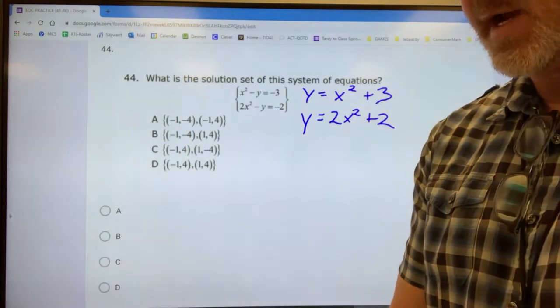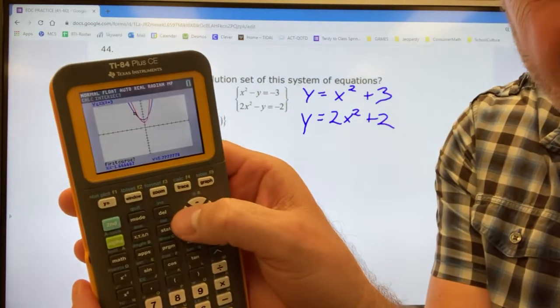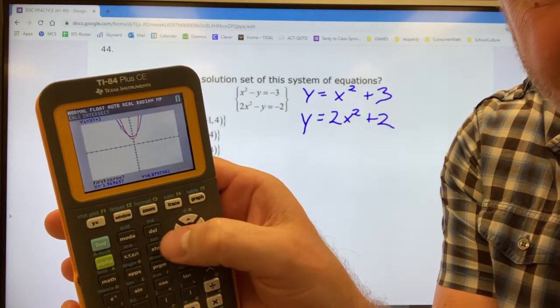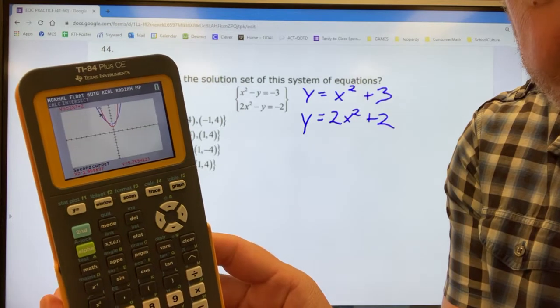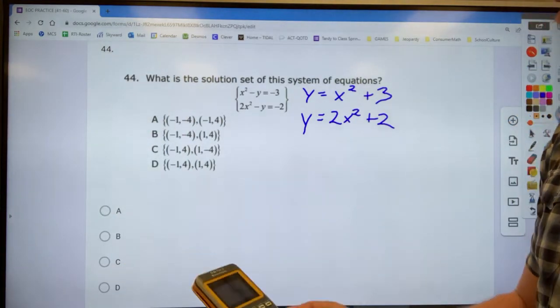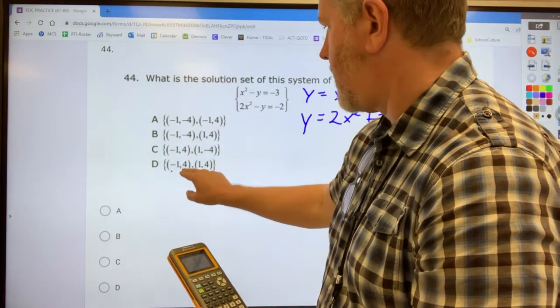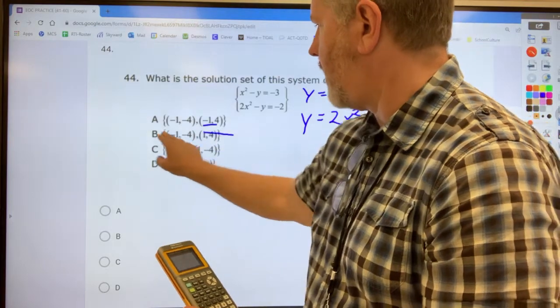That's okay. We're still going to ask it where it intersects. This is one of the weird ones where I'm just going to go kind of to the left. I want to get close to that intersection and hit enter 3 times. -1, 4. Okay, so it's in that one, and that one. We can cross off B.